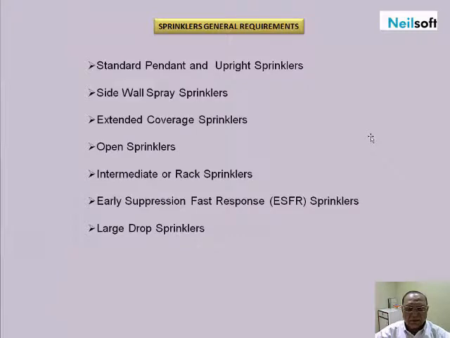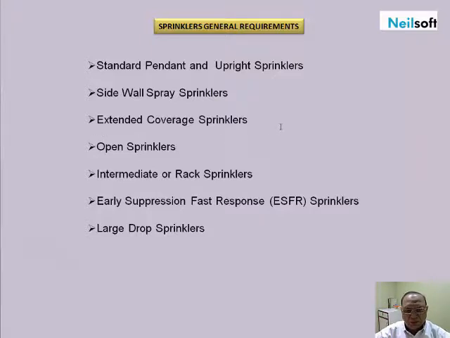What are the general requirements of sprinklers? General requirement of sprinkler systems are standard, pendant or upright sprinkler, sidewall sprinklers, extended coverage sprinklers, open sprinklers, intermediate or rack sprinklers, early suppression and fast response sprinklers, and large drop sprinklers. Most commonly used in the building systems are the standard, pendant and upright, and the sidewall sprinklers.